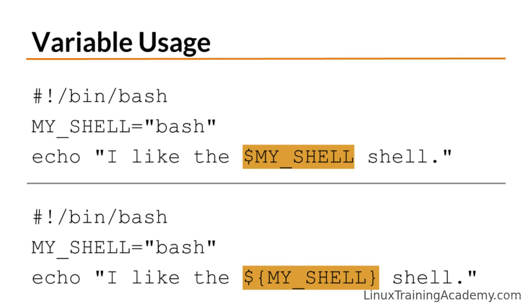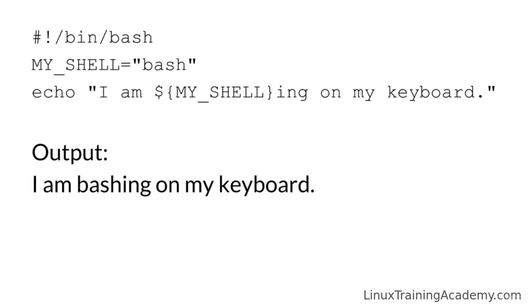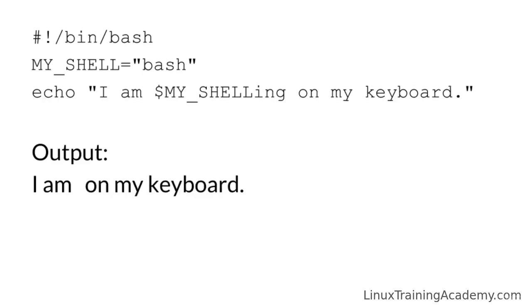The curly brace syntax is optional unless you need to immediately precede or follow the variable with additional data. Here's an example. Let's say you want to add the letters "ing" to the value that's stored in the my shell variable. To do this, you would use $, curly brace, the variable name, closing curly brace, and then ing. If you do not encapsulate the variable name in curly braces, the shell will treat the additional text as part of the variable name. Since a variable with that name does not exist, nothing is put in its place, as in this example.